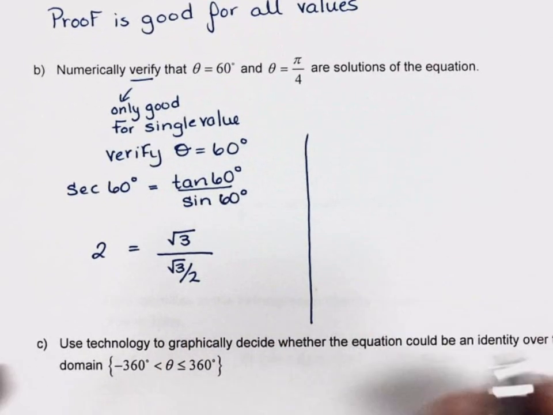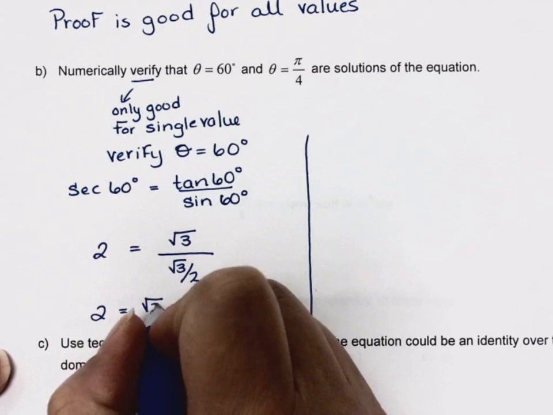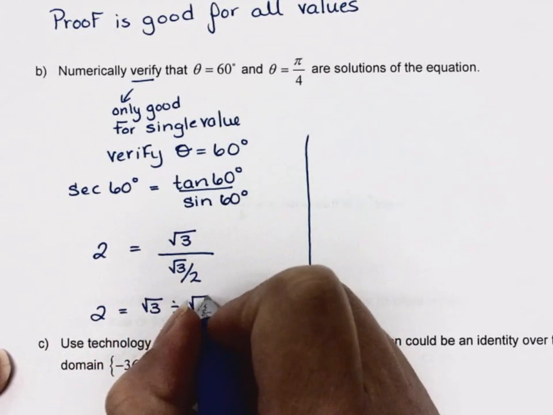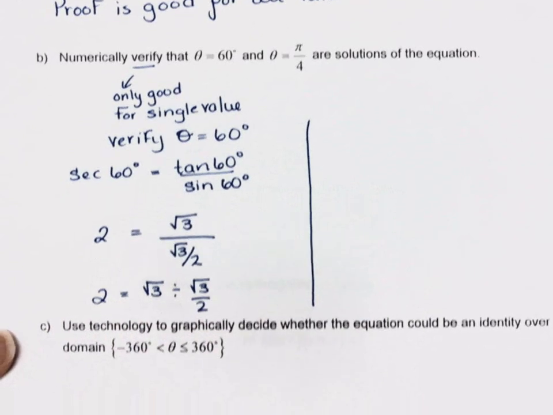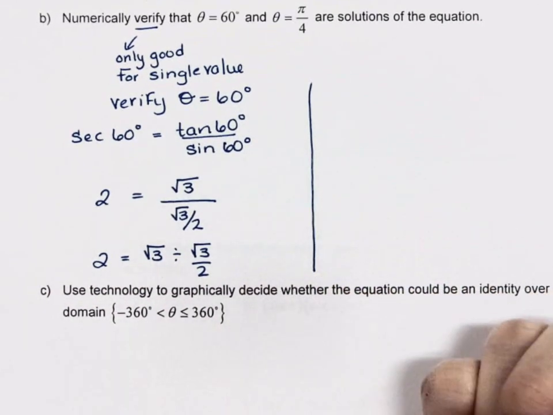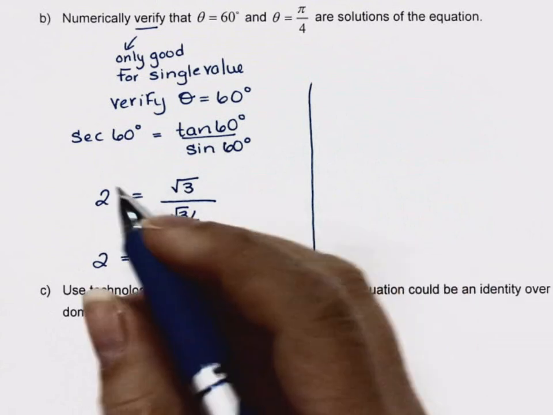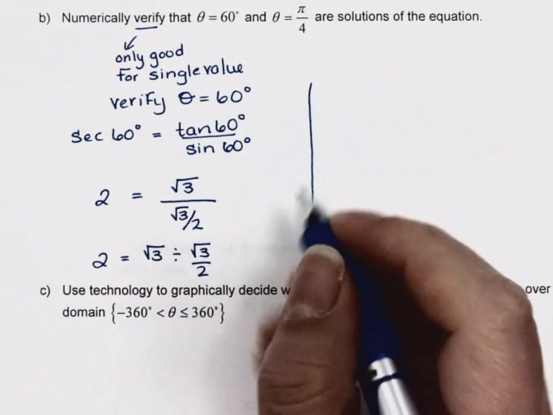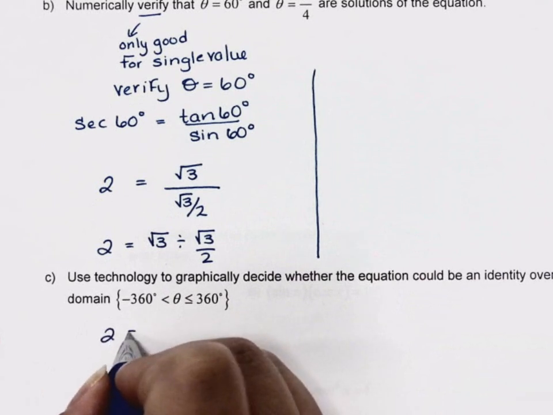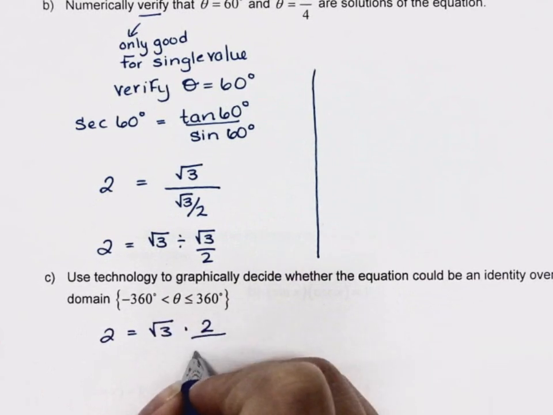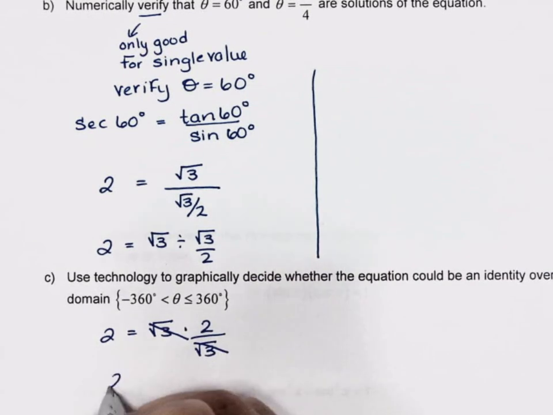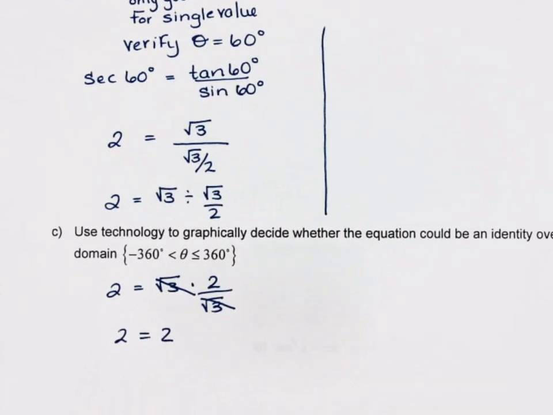I really hate fractions over fractions, so I like to write it as a divide question. I'm going to go down here. I'm just debating where I'm going to write it. So we verified that this equation is true at 60 degrees. That's all we know. That's all we know is at 60 degrees it works.